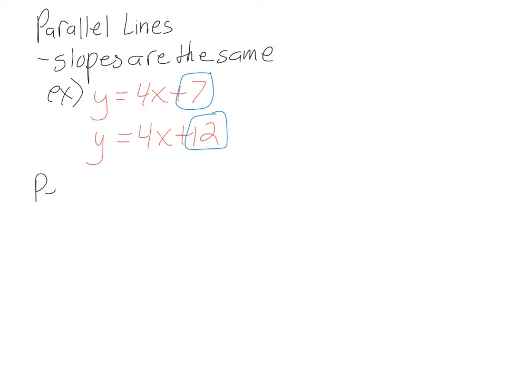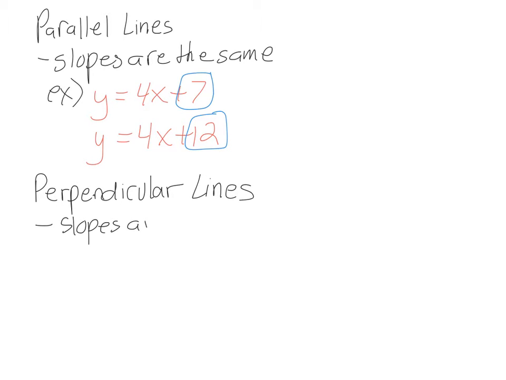Now, perpendicular lines are different. Perpendicular lines intersect to make a 90-degree angle, so their slopes can't be the same. Their slopes are actually opposite reciprocals of each other. So slopes are opposite reciprocals.